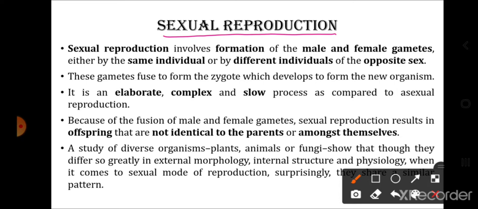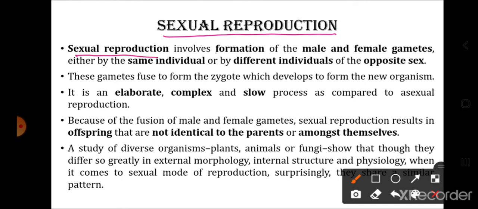Sexual reproduction involves the formation of the gametes, that is the male and female gametes, their fusion, that is fertilization, resulting in the formation of the zygote. As it involves the fusion of the male and female gametes, the offsprings which are produced as a result of sexual reproduction are not genetically identical. Why? Because they are produced through the process of the fusion of the gametes.